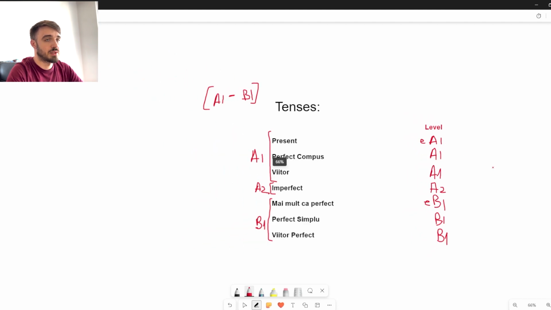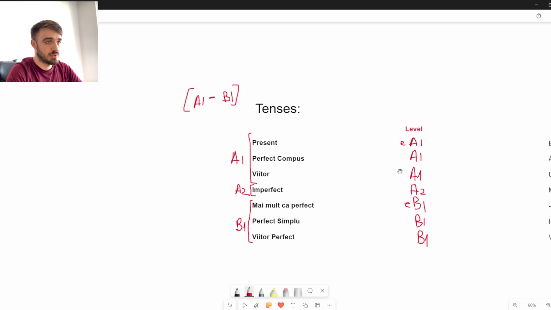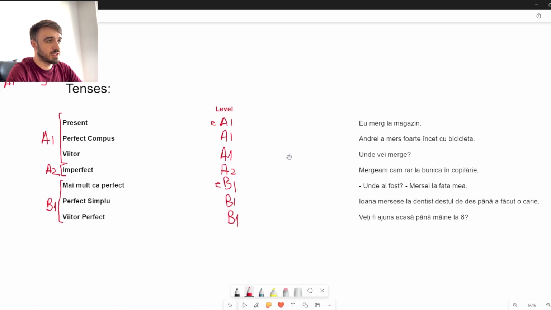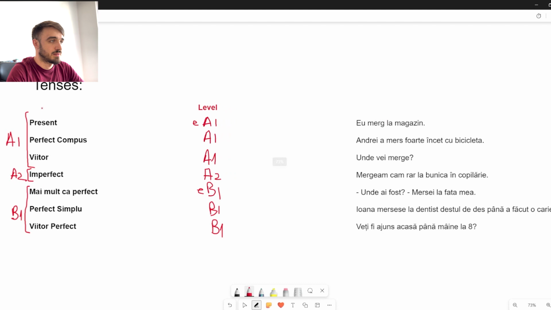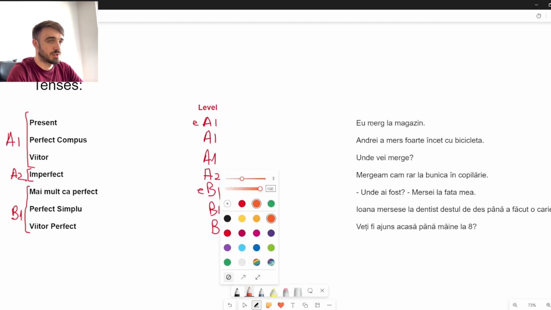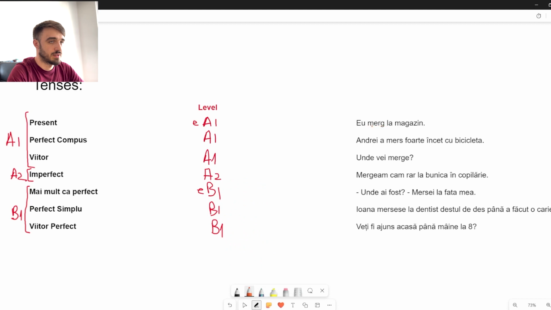Now, just to give you a bit more idea of what they look like practically speaking, in some examples here. Eu merg la magazin. It's "I go to the shop," right? This is merg. When you talk about present, what is in present is merg. That's the verb. Then perfect compus.